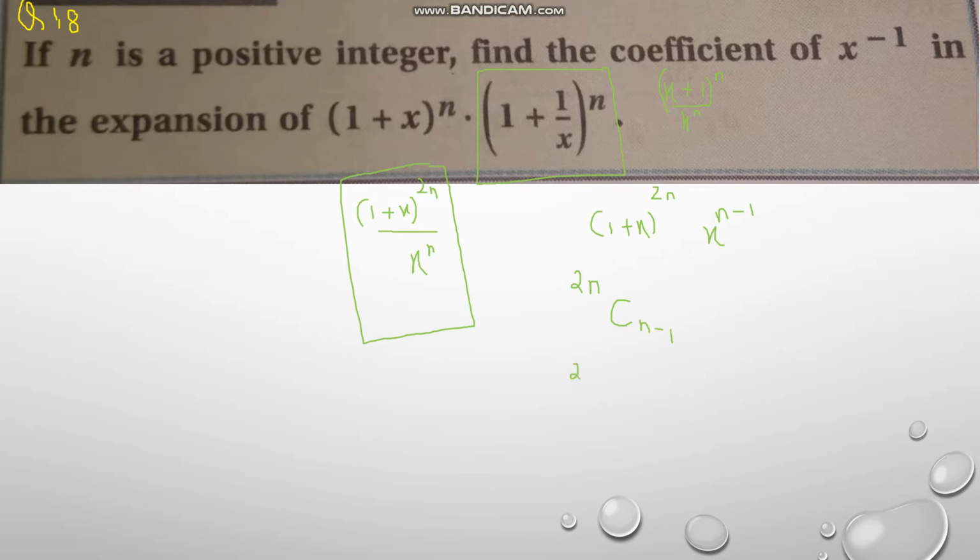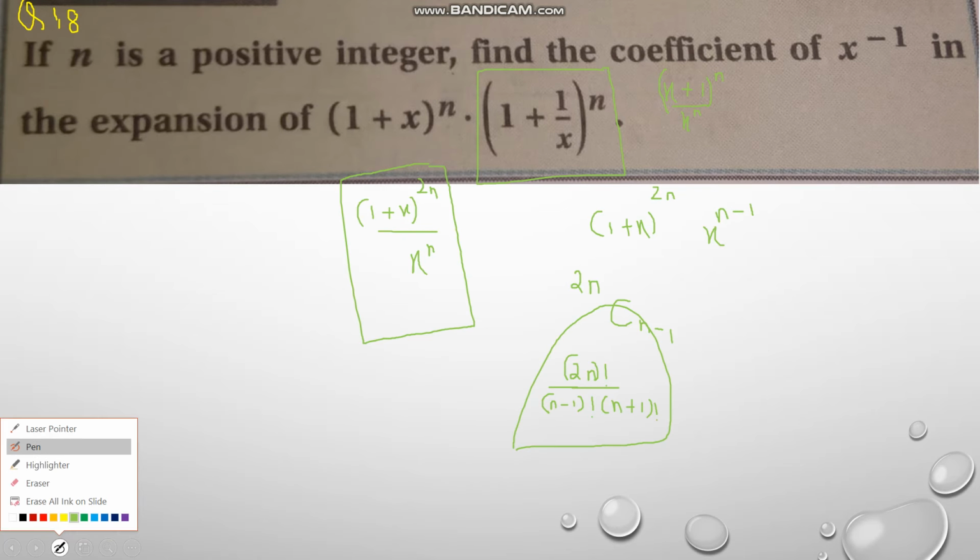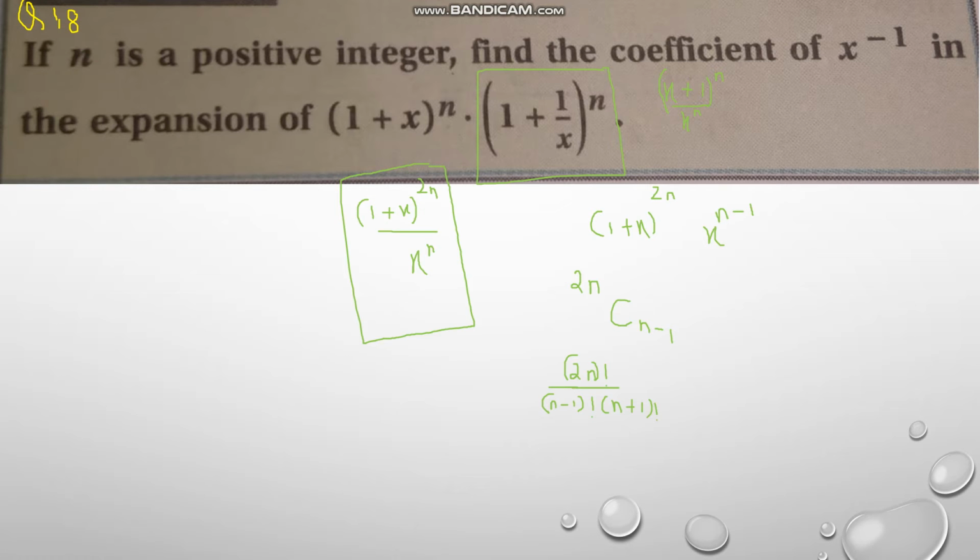One can just write this as 2n factorial divided by (n minus 1) factorial, and also (n plus 1) factorial, I guess. Yeah, (n plus 1) factorial. This is our answer. Okay, we have solved our 3 questions for today. Wait, that thing cut. Yeah, we have solved 3 questions of today. This was our answer.